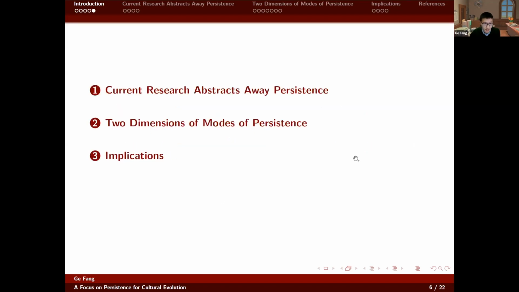Now, here is the plan of my talk today. First, I will describe the current research and vindicate my statement that current research has indeed abstracted away persistence. Then I will propose two quantitative measures that will capture the influence of modes of persistence on cultural inheritance and cultural evolution. One is durability and the other is malleability. And finally, I will spell out some implications for cultural evolutionary research.